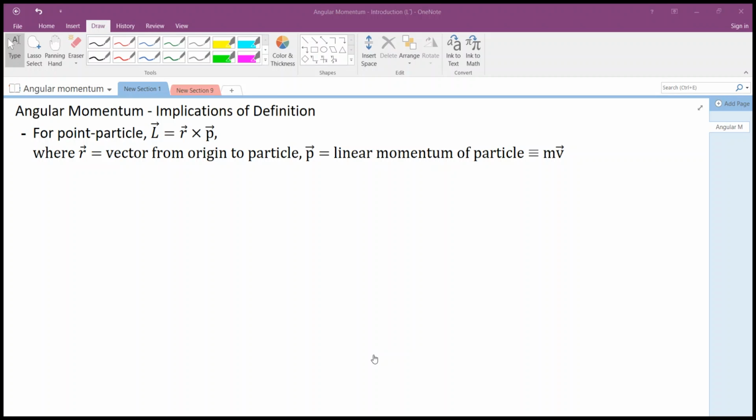There are some interesting consequences of the definition of angular momentum. We have already seen one in the previous video. The angular momentum is an origin-dependent quantity. But let's take a look at a couple of others.